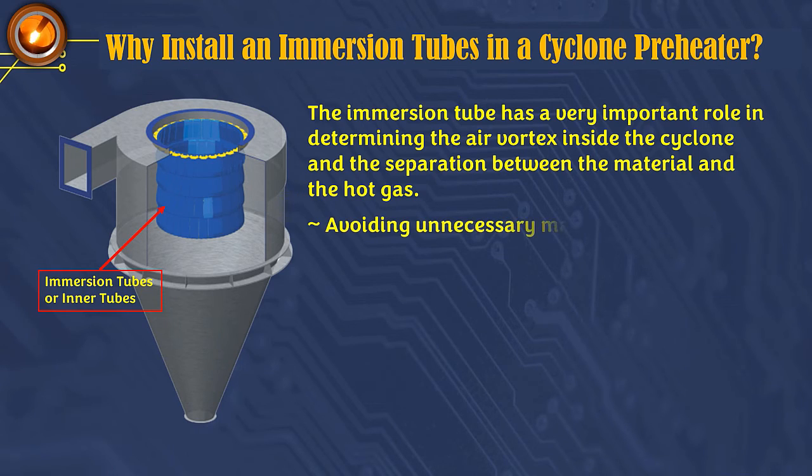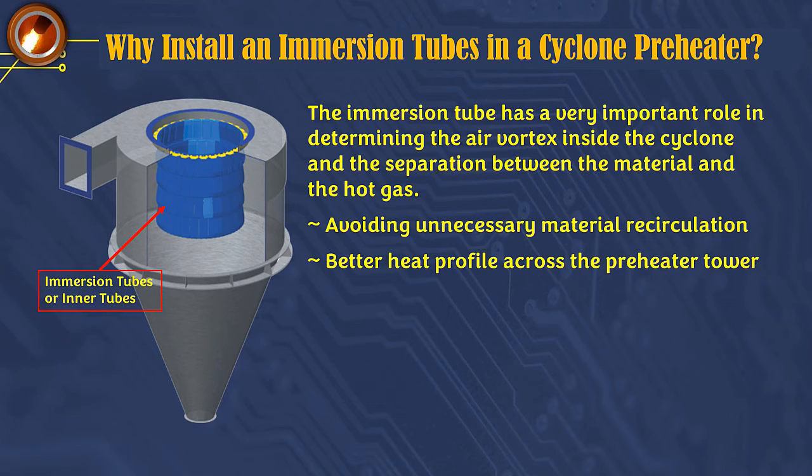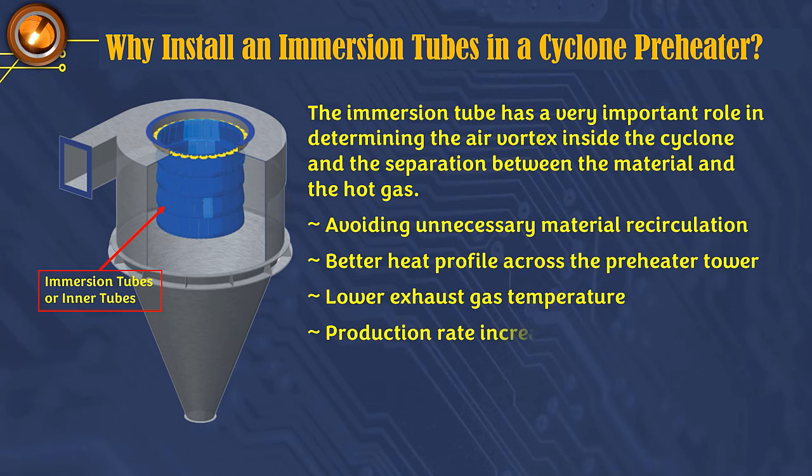Avoiding unnecessary material recirculation, or less circulating material, is better. Better heat profile throughout the preheater tower, hot gas temperature between the upper level cyclone and the lower level cyclone is better. Lower exhaust gas temperature, due to better heat absorption in each cyclone. Increased production rates, due to less material recirculation.